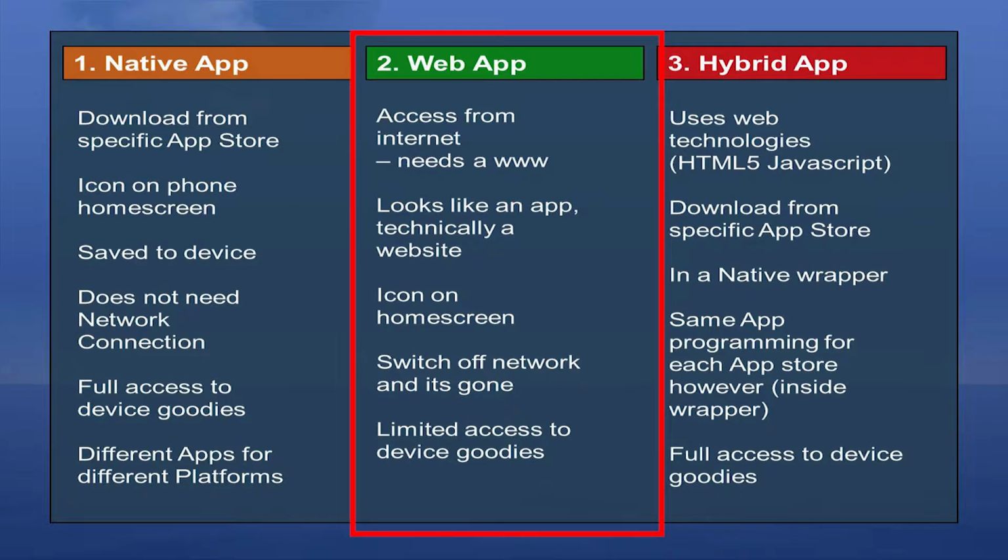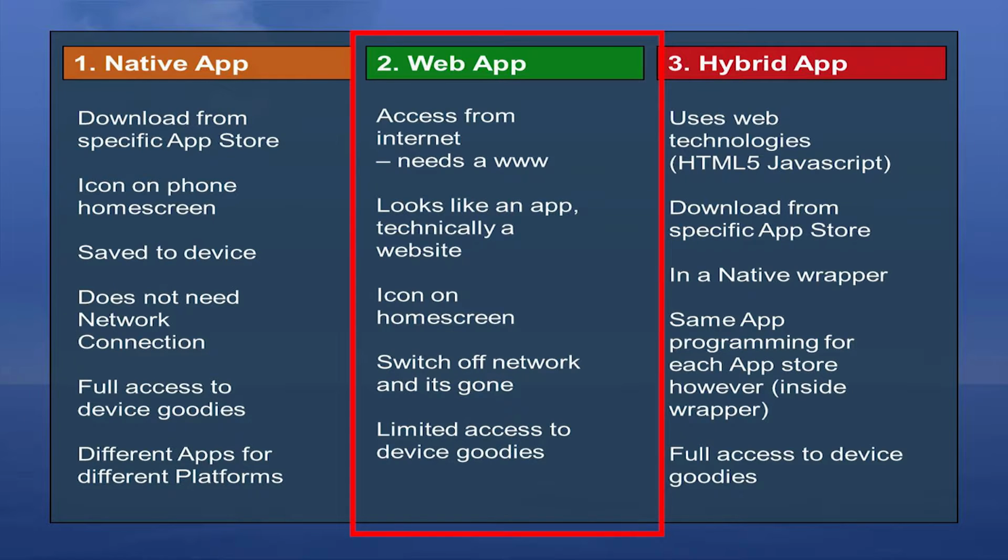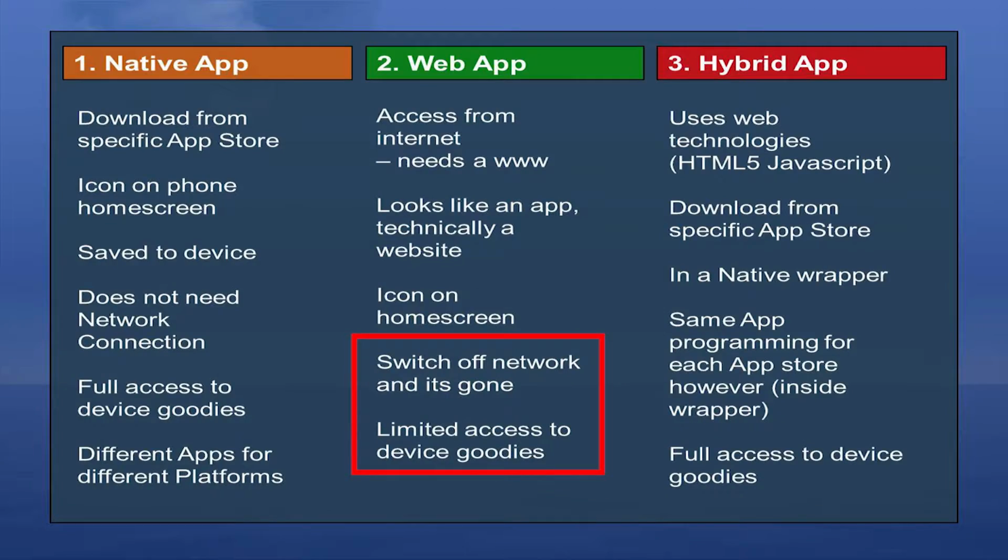So the second column here is web apps. They're quite different from the native apps in that they continually need access to the internet. So you need a www to supply the information down into a web app. They do look like an app, but technically it's really a website. But you can also get an icon on your home screen, whichever device you're using. But once you switch off the network connection, that's it, the app's gone. So you really need a network connection at all times to be using a web app.